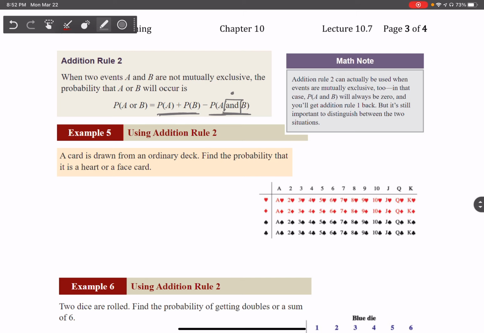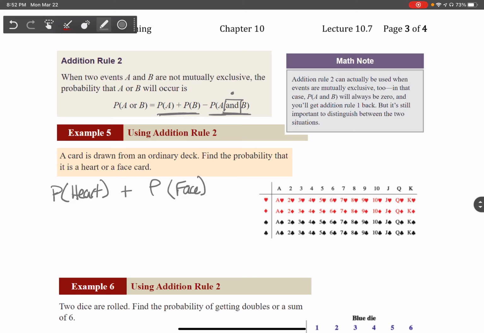Oh, I'm looking at the wrong problem. I'm like, that's not what that says. Sorry. We are looking for the probability that it is a heart or a face card. Okay, so probability of a heart. Sorry, I was getting thrown off trying to read ahead. Make sure I'm not missing anything. And then a face card.